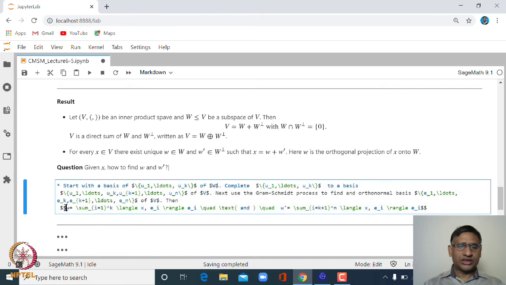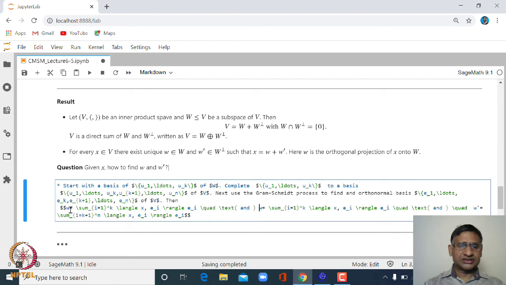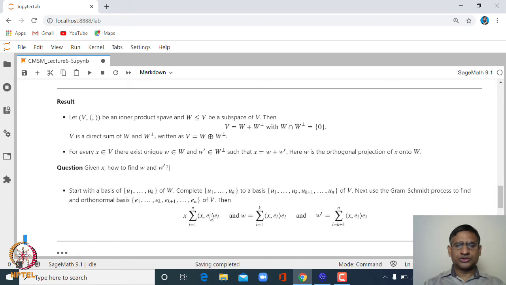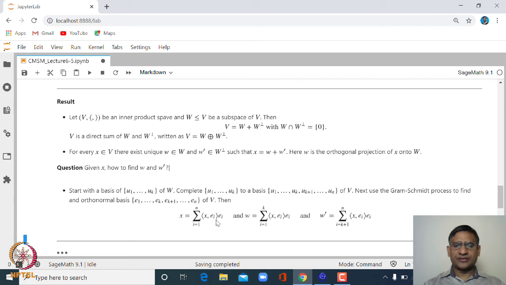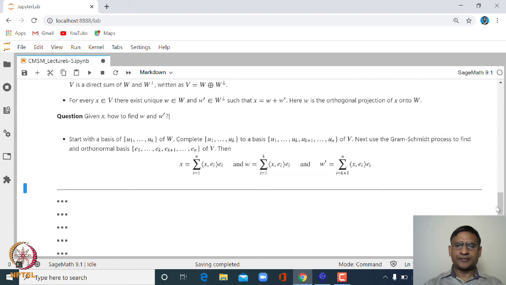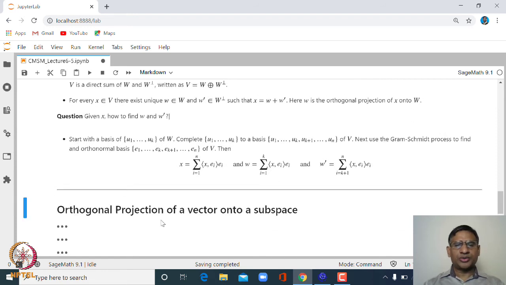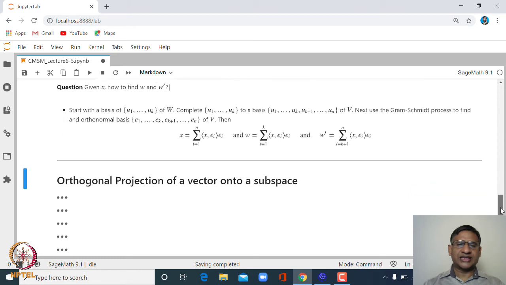Actually I should have also written what this X is. In this case X is the summation with i going from 1 to n. So X is equal to this, and then we define W and W dash like this. So that is one way of obtaining it. However, you can also obtain this in a slightly different way.